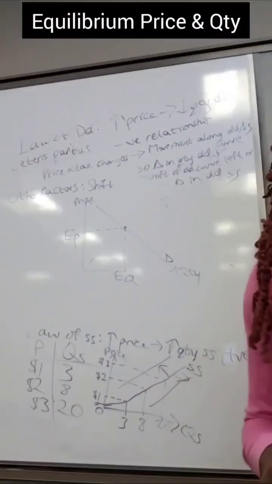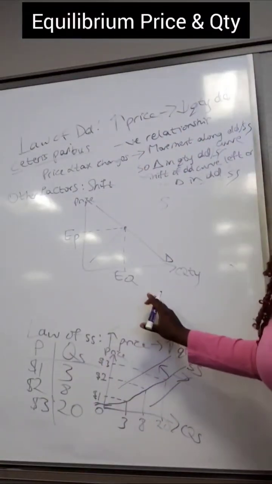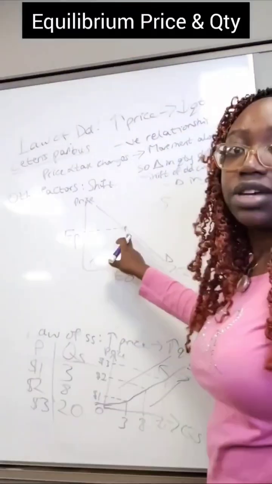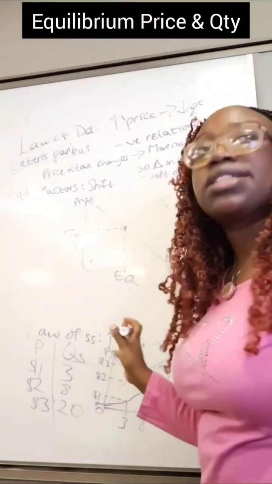Okay, so that is equilibrium. So that's how it balances out. Remember, we talked about the invisible hand. The invisible hand is going to make sure that the demand and supply balance out to give a price and a quantity that everyone in the market is happy with.